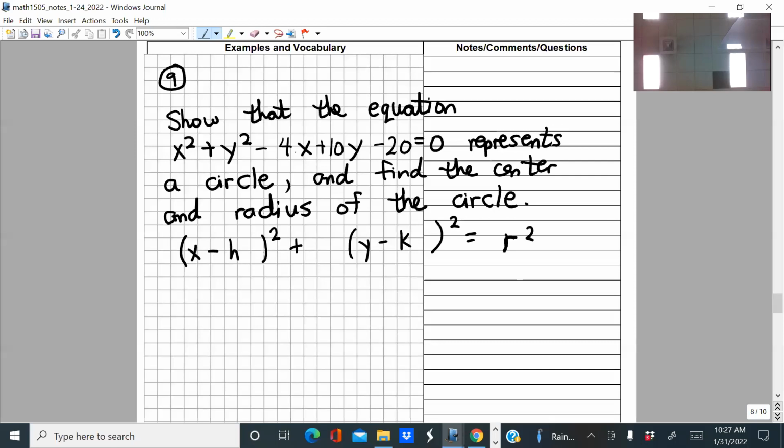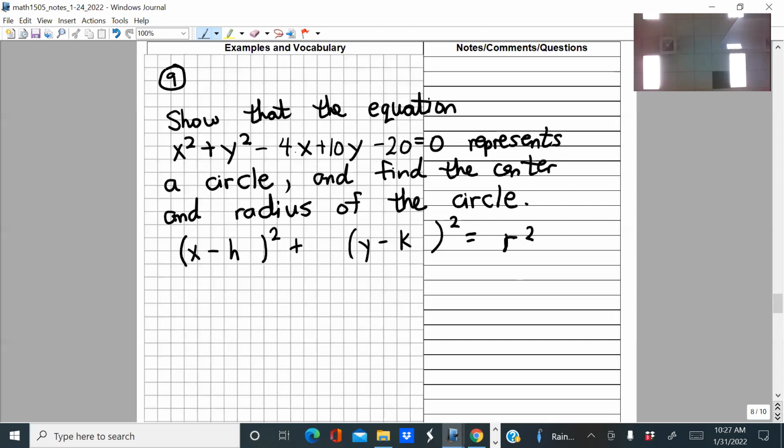Okay, so this problem says show that the equation x squared plus y squared minus 4x plus 10y minus 20 equals 0 is in fact a circle. So that really is the equation for a circle. And then, what's the center and the radius? That would be easy to graph. We're not going to actually graph it, but once we know the center and the radius, it's pretty easy to graph the circle, correct?